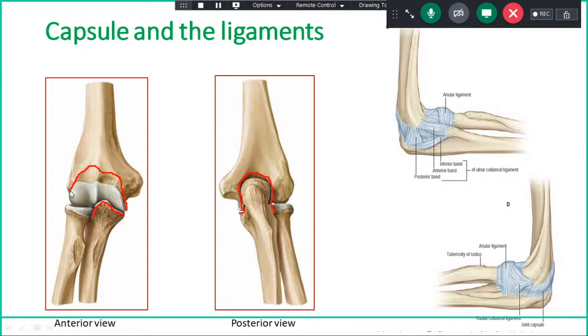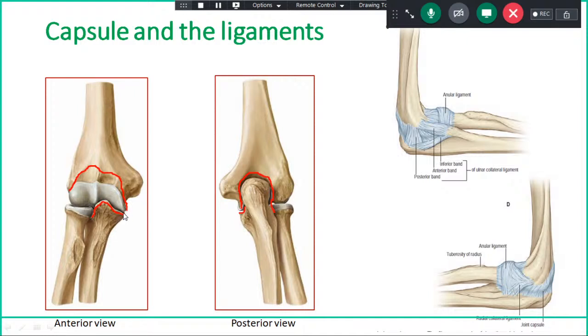Starting from the lateral edge of the capitulum, excluding the lateral epicondyle, we go upwards. It will go along the superior margin of the radial fossa, then medially continuing above the coronoid fossa, then along the lateral margin of the trochlea, excluding the medial epicondyle. This is from the front, an anterior view.